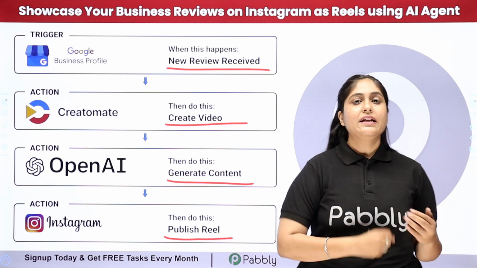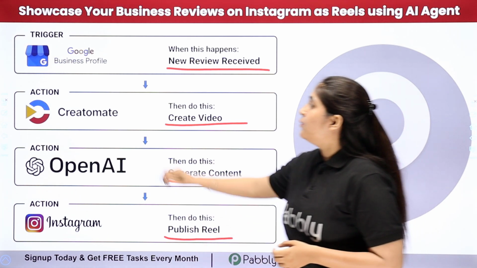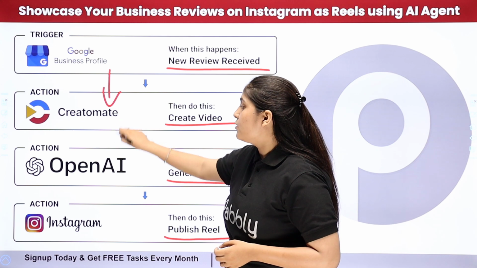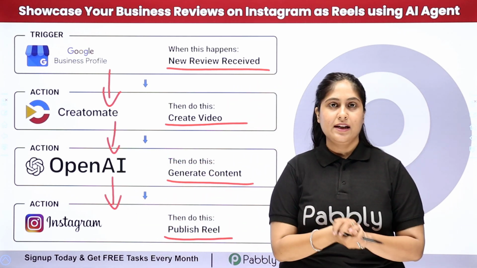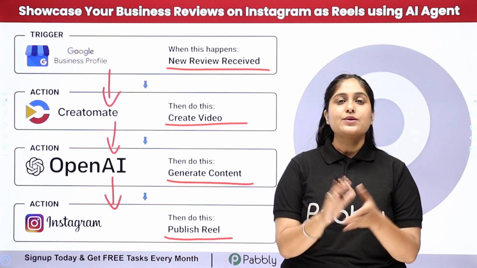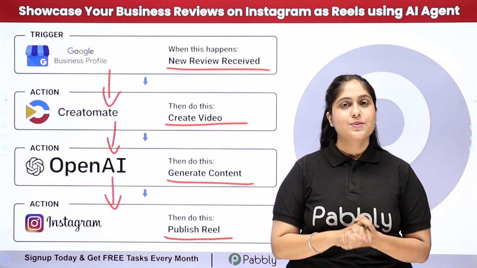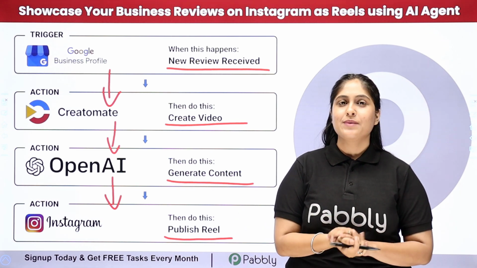So now here to automate the entire process, I need to connect my Google business profile with my Creator Meet account, OpenAI account and my Instagram account using an automation software named Pabbly Connect. So now here to see the working of this automation and to learn this process step by step, let me take you to my screen.